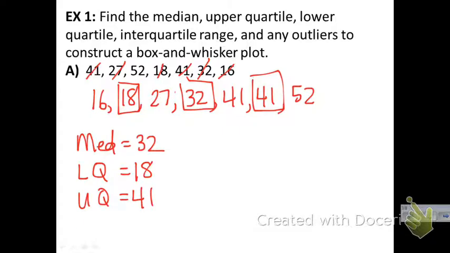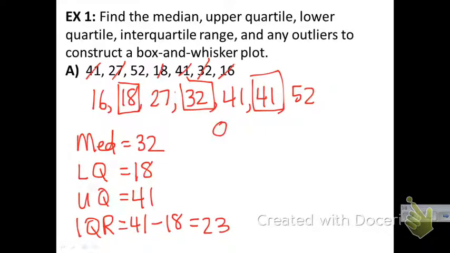Next, we find the IQR, the inner quartile range. We get this by taking the upper quartile, 41, and subtracting the lower quartile, 18, which is 23. And then we're going to use that information to determine if there are any outliers.